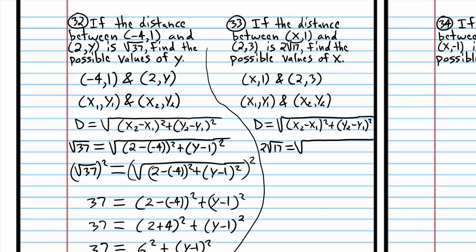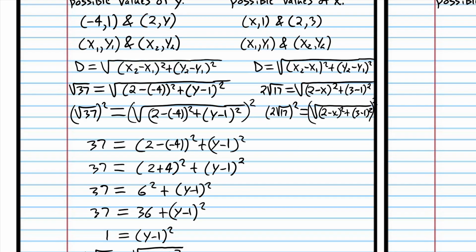x2 is going to be 2, and x1 is just x, and y2 is 3, and y1 is 1. And the first thing we need to do is square both sides to get rid of those square roots. So I'm squaring both sides. I want to move this over a little bit.